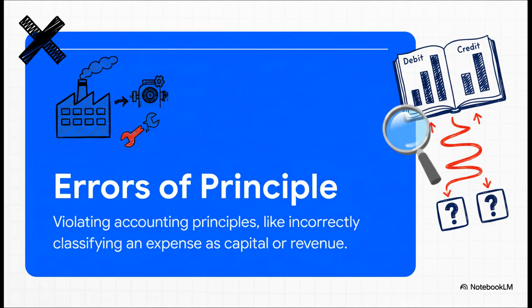Now, the error of principle. This is a big one, Beta. This means you've broken a fundamental rule of accounting. It's a conceptual mistake. For example, say you buy a new machine for your factory. That's a capital expense, right? But what if you record it as a small, everyday repair cost? The amount you debited and credited might be correct, but the accounts you've used are completely wrong. That's an error of principle.